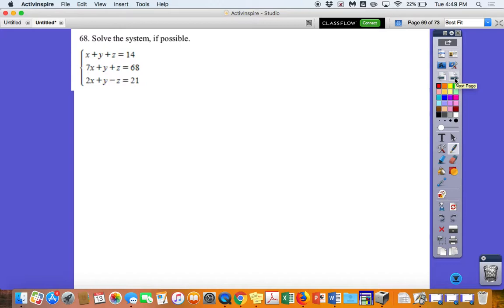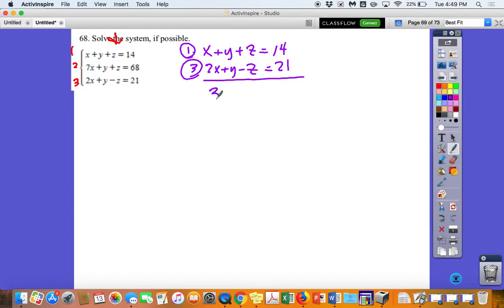Okay, so solve the system if possible. I'm looking at that, and the z's look terrific. So remember, this is a 1, 2, and 3. So I'm going to do this really quick. I guess it's no sense in me doing it that quick because I'm going to have a different video. So I might as well just do it the old-fashioned way. So x plus y plus z equals 14. And 3 is 2x plus y minus z equals 21. Put those together. We got 3x plus 2y, and the z's cancel out, and I've got 35.